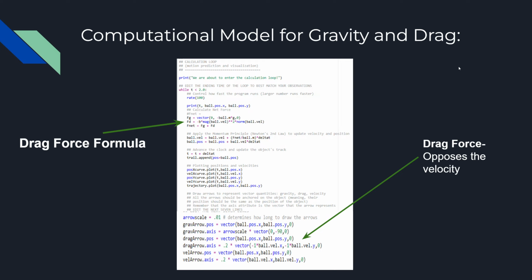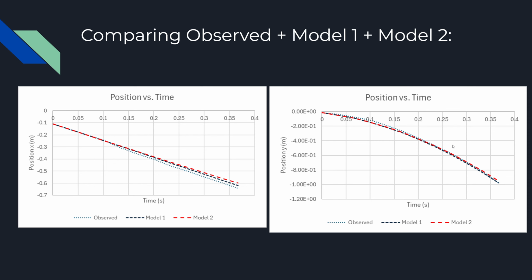Now in our computational model for gravity and drag, you can see we now include the drag force formula right here. And in terms of our net force, now we have to add both the gravitational force and the drag force. The next new thing is we define the arrows for the drag force acting on the ball, and we also state that drag force opposes the velocity, as we know.